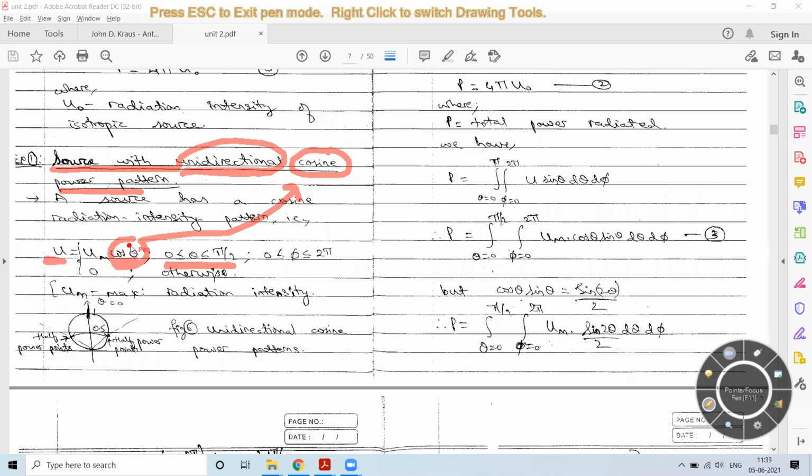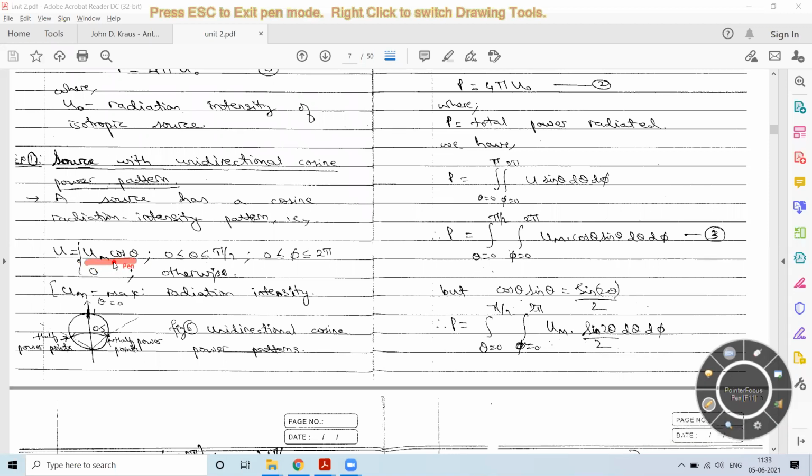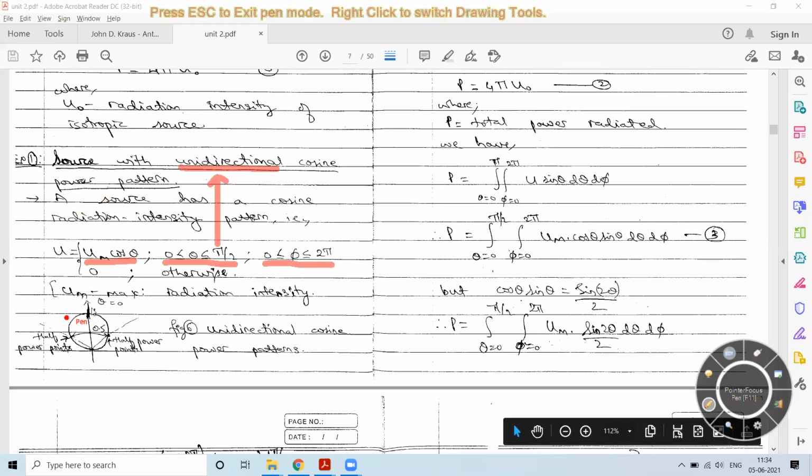Now, what is the maximum value of this? Generally we assume one particular value, say the maximum value is Um. So this indicates that this has the cosine pattern and a maximum value of Um. And how do I identify that it is unidirectional? I specify the value of theta. Theta is in the range of 0 to 90 degrees, which indicates that this is a unidirectional antenna, and phi will be in the range of 0 to 2 pi. So this is the radiation pattern for the given antenna. For this antenna, I need to identify the directivity.